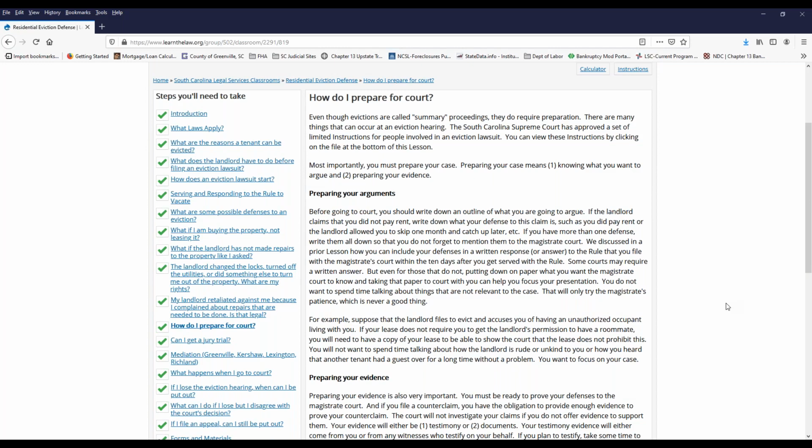But back to the nuts and bolts of how an eviction works. How do I prepare for court? Even though evictions are called summary proceedings, meaning they're supposed to happen quickly, they do require preparation because it is a trial. And there are many things that can occur. It's difficult to know exactly what's going to happen at a trial.